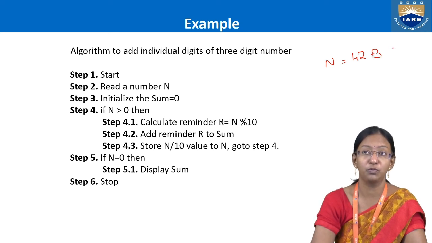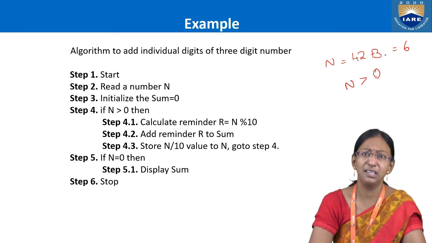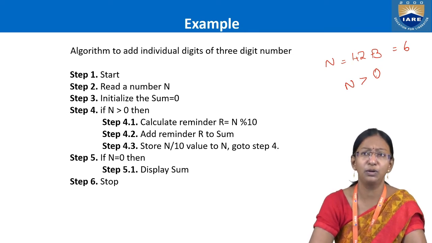I want to perform this one and I give the answer as 6, right? So how many times do I have to do that? Obviously, I have to do it as long as the value of n is greater than 0. Once it is equal to 0, I'm going to break it, right? So this is what I have to do.